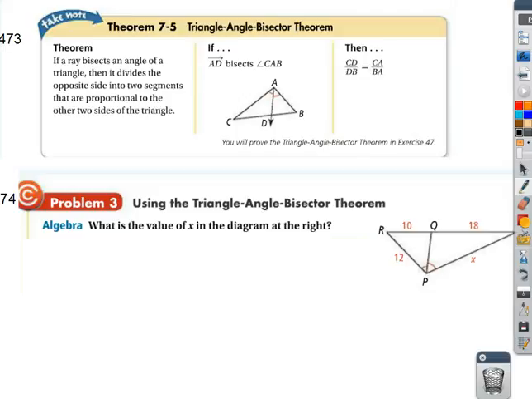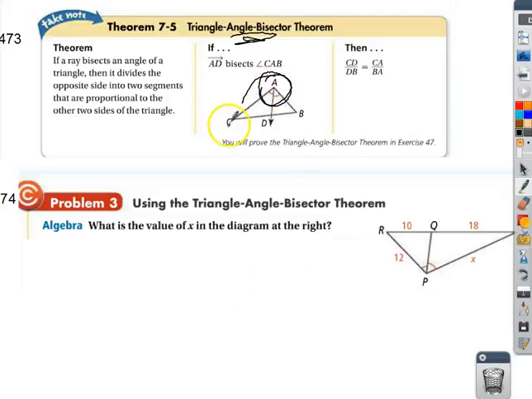All right. The last theorem we're going to learn in here for Unit 7 is the triangle angle bisector theorem. Basically what it says is if you have an angle bisector, then it's going to split that triangle up proportionally. The side length of this with this part of this line is proportional to this side length with this line.